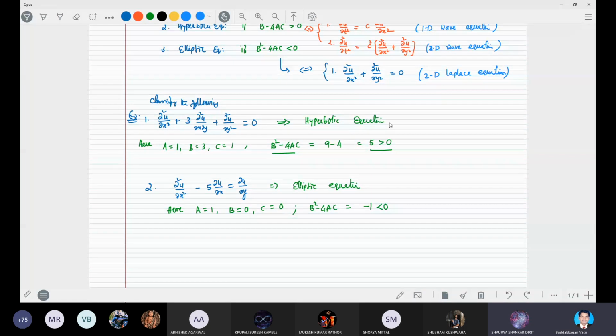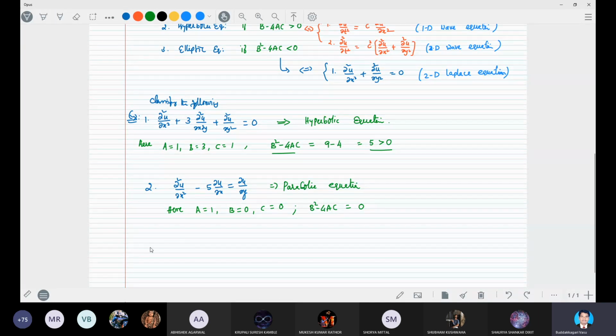Yes, 0 will come. Since b square minus 4ac is 0, it is parabolic. This is a parabolic equation, right?